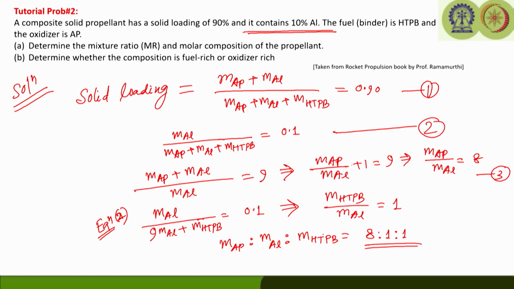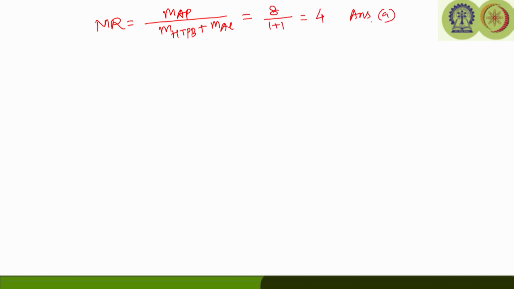Now, if you try to find out the mixture ratio, what will be the mixture ratio? Mixture ratio will be simply the mass of oxidizer divided by mass of fuel. Remember, this time the mass of fuel will be the mass of binder plus mass of aluminum particles. So, it will be 8 by 1 plus 1, which is 4. So, this is the answer for question number A.